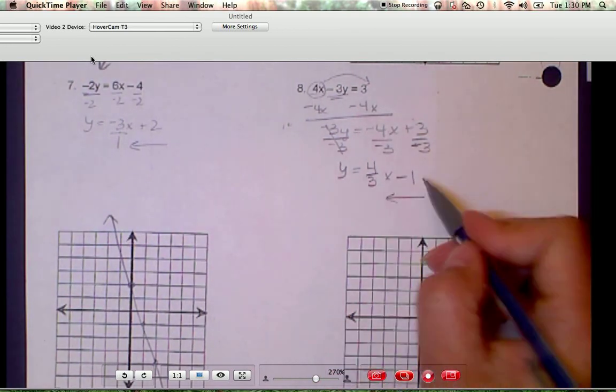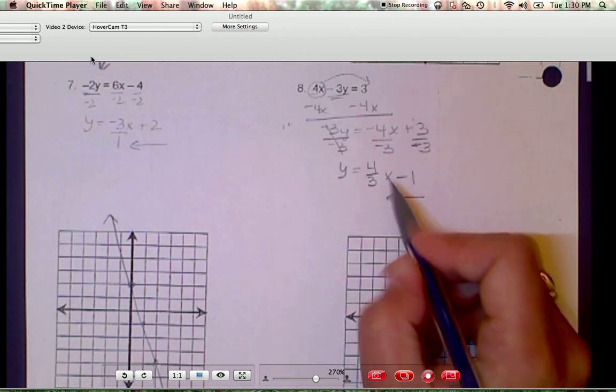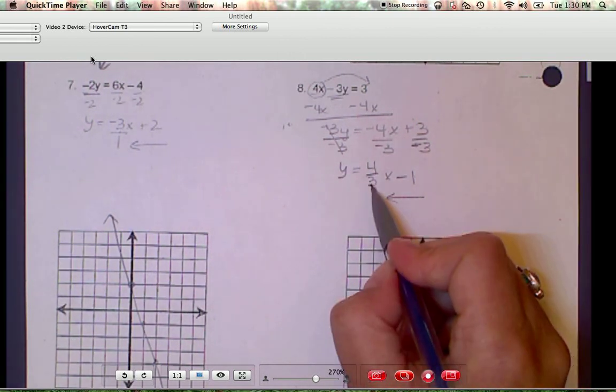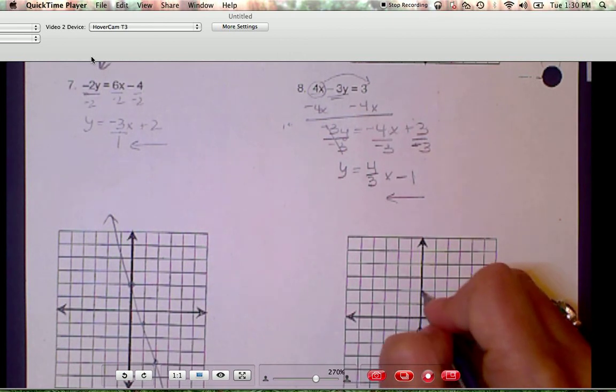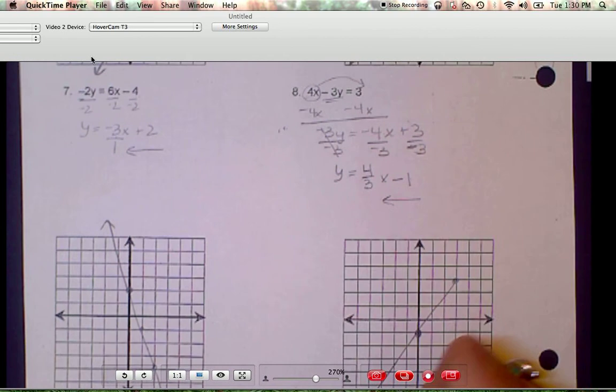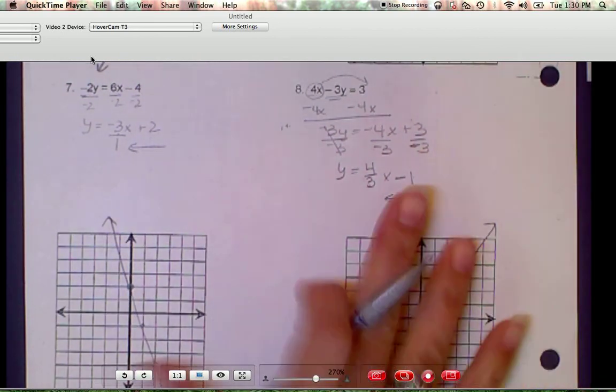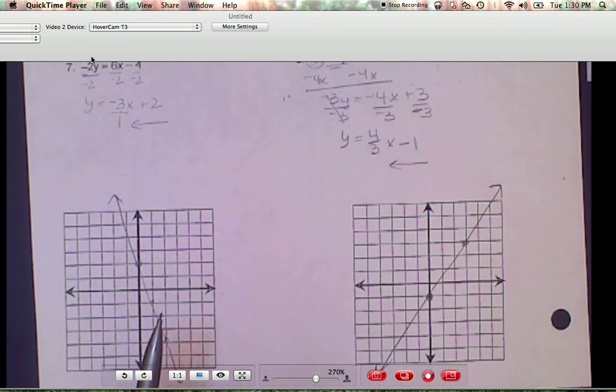Go backwards. So our y-intercept is negative 1. 4/3 is our slope. So we go up 1, 2, 3, 4, and over 1, 2, 3. If you have any questions, certainly go back and rewind and watch it again. No problem.